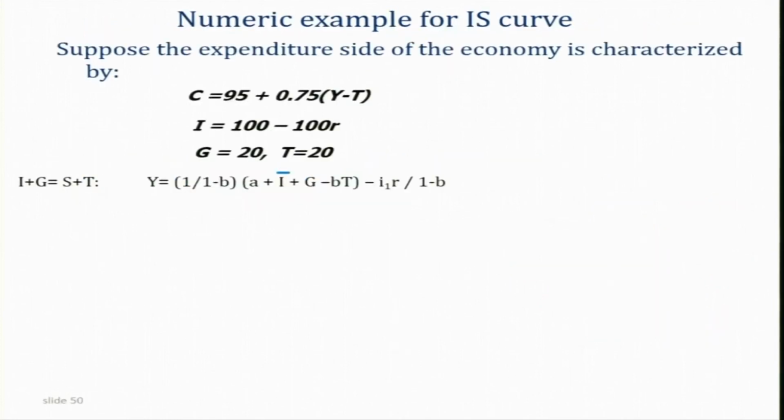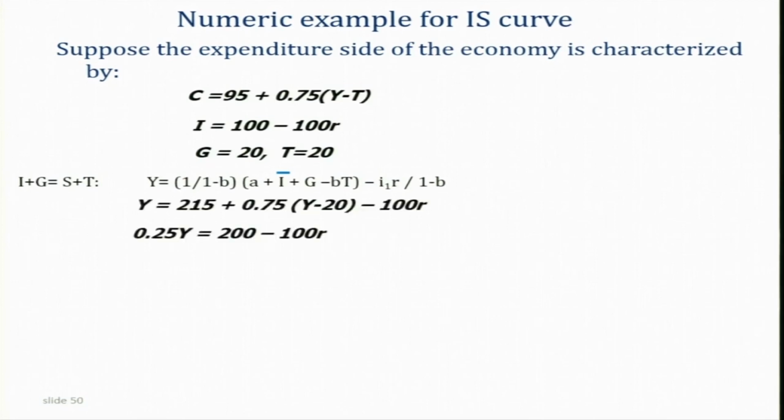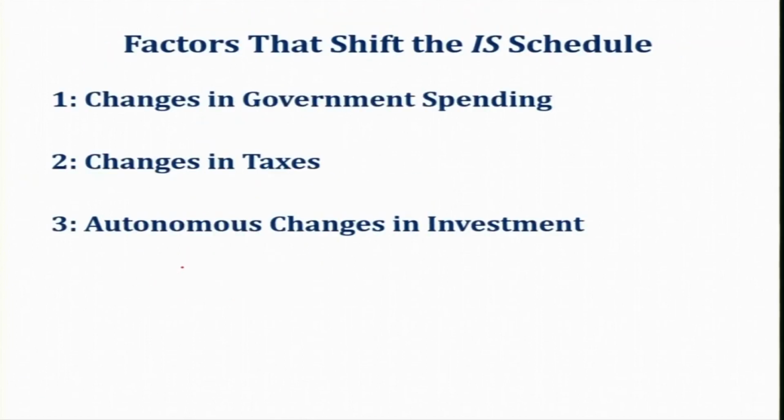This is a numerical example of estimating the IS curve. I have given here the values of C, I and G, and you can plug these values into this equation and accordingly find the values. So here you will be finding the IS equation; either you can solve it for the level of income or you can solve it for the rate of interest.